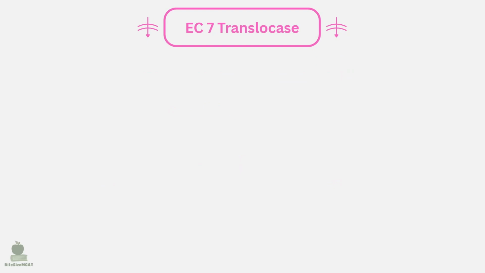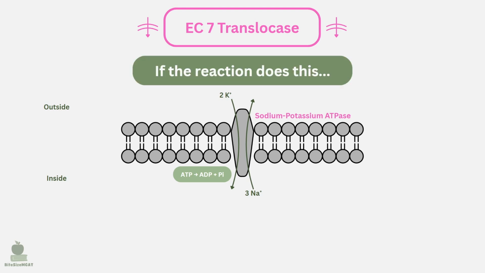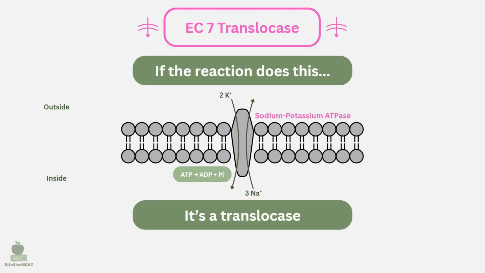Translocases were formally made a class in 2018. These enzymes simply catalyze the movement of ions or molecules across cellular membranes. Here's going to be one of your most common examples, the sodium-potassium pump, or ATPase. This translocase catalyzes the movement of 3 sodium ions out and 2 potassium ions in using the energy from 1 ATP. So, simply, if the reaction involves a molecule or ions moving across a membrane, then it's a translocase.